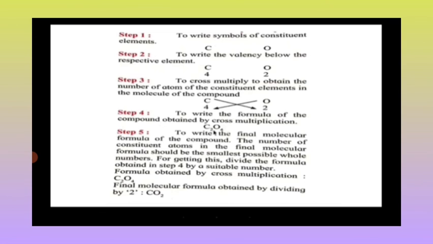To write the final formula of the compound, the number of each constituent atom in the final molecular formula should be the smallest possible whole numbers. For getting this, divide the formula obtained in step 4 by a suitable number. Formula obtained by cross multiplication is C2O4. Final molecular formula obtained by dividing by 2 is CO2.